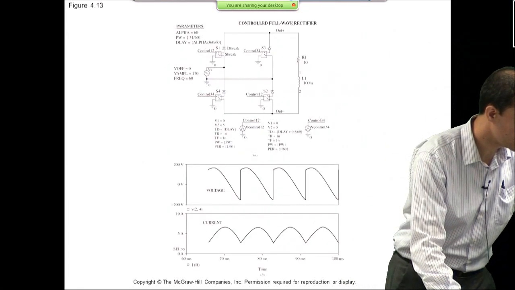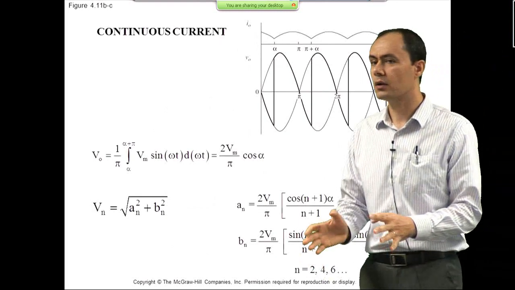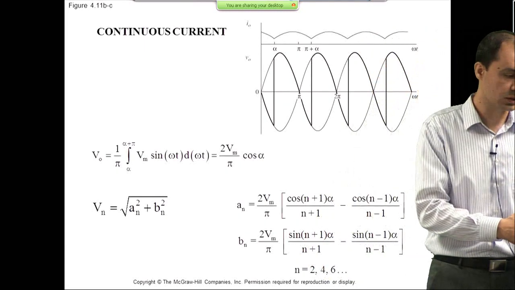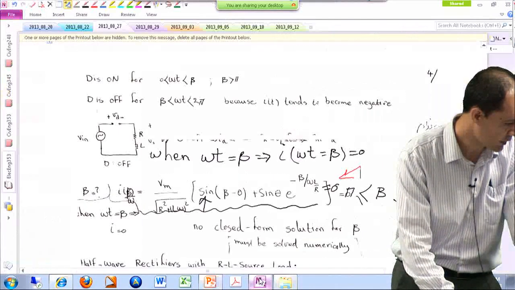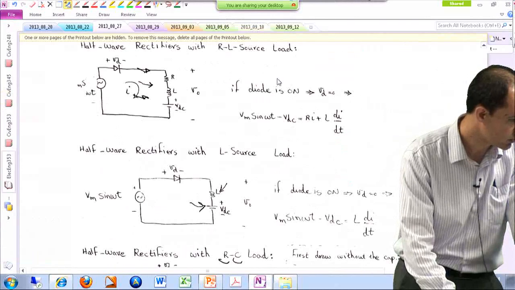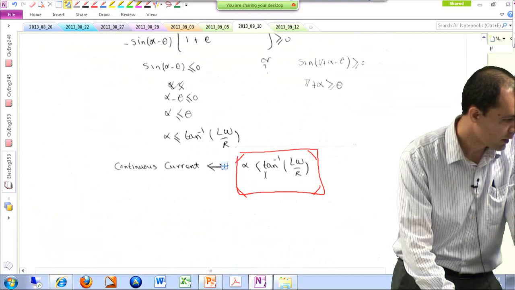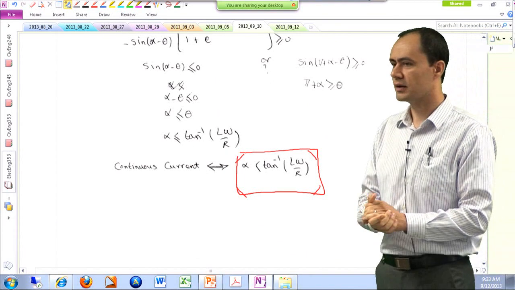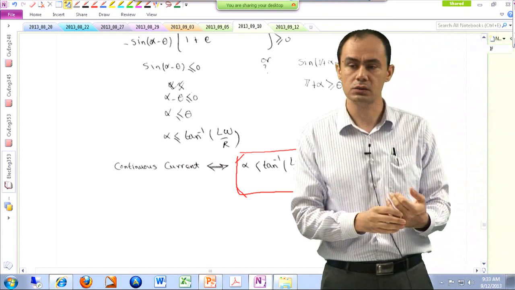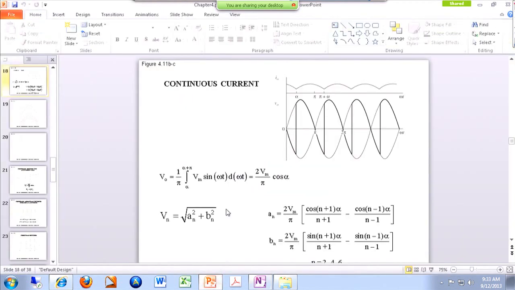Let me see if the equation is here. I guess not. I will mention it. So the question is, how do we know if it is operating in continuous conduction mode or discontinuous conduction mode? There is an expression in my notes as well as in the book. If alpha is less than the inverse tangent of L omega over R, you're pretty much guaranteed that you are in the continuous conduction mode. All right, going back to the PowerPoint.